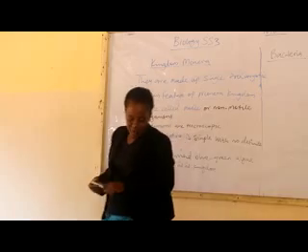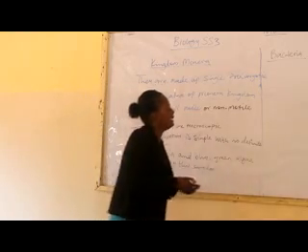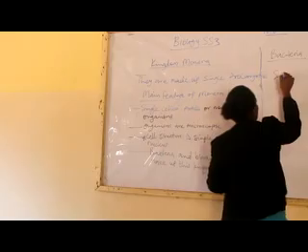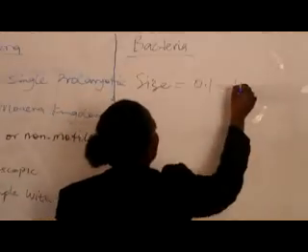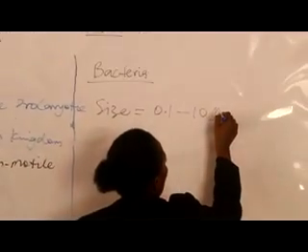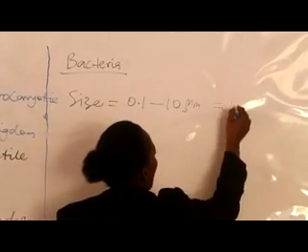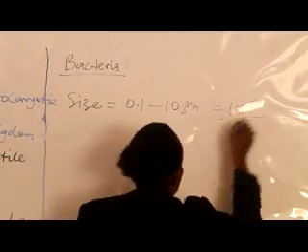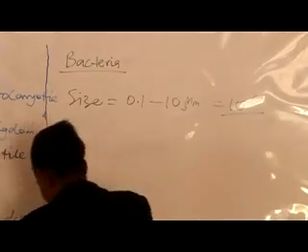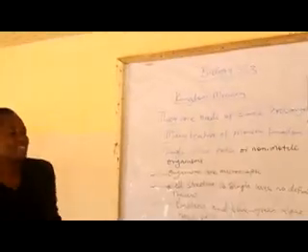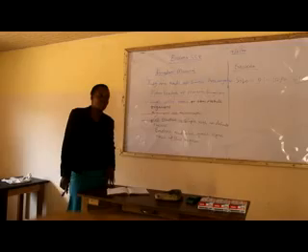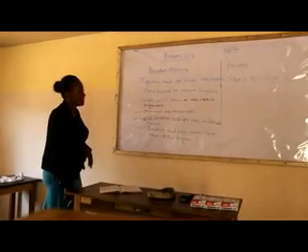They range in size from about 0.1 to 10 micrometers. You see, it's very small. Micro is 10 raised to the power minus 6. When you get 1, you divide it by 1 million, that gives you a micrometer. You see how small they are.